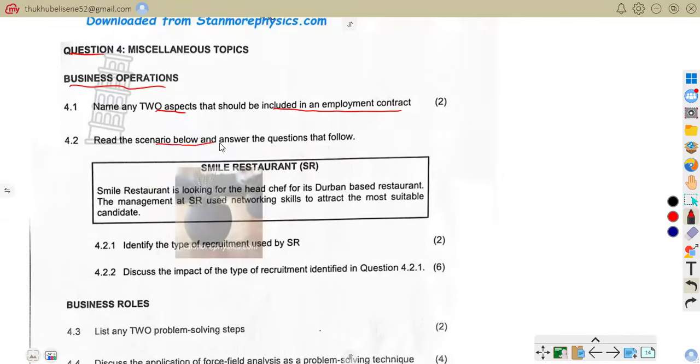4.2, read the scenario below and answer the questions that follow. Here we are talking about the Smile Restaurant. The Smile Restaurant is looking for the head chef for its Durban-based restaurant. So the management of the Smile Restaurant used networking skills to attract the most suitable candidate. So 4.2.1, identify the type of recruitment used by Smile Restaurant.